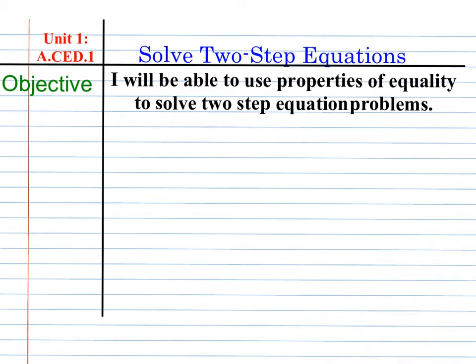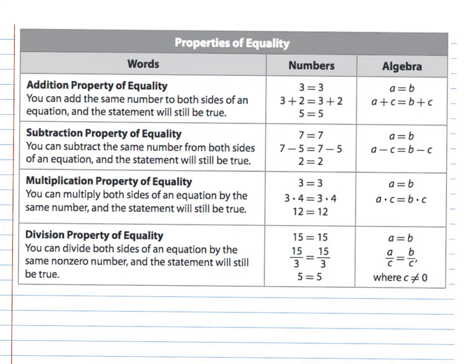We will be working on solving two-step equations. Your objective is: I will be able to use properties of equality to solve two-step equation problems. To solve multiple-step and two-step equations, we're going to be using properties of equality. Our first property is the addition property of equality.